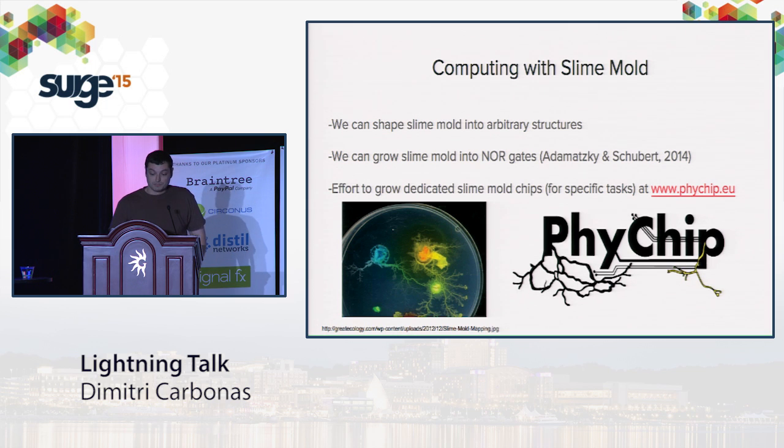So there's also research done in computing with slime mold. We can shape slime mold into arbitrary structures. We can actually grow NOR gates out of it. That means you can construct any circuit you want out of slime molds. There's a project called PhiChip, not PyChip, that is dedicated to growing slime mold chips, both in the analog style of computing in the Tokyo subway system and more of a digital style of computing in terms of these NOR gates. As far as I know, they haven't made too much progress, but we're hopeful.